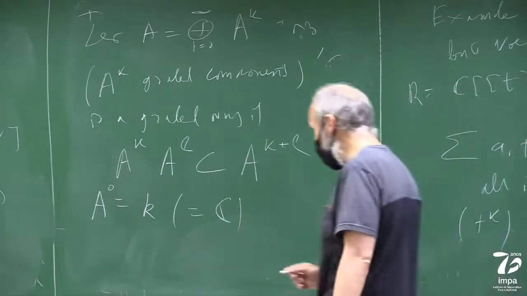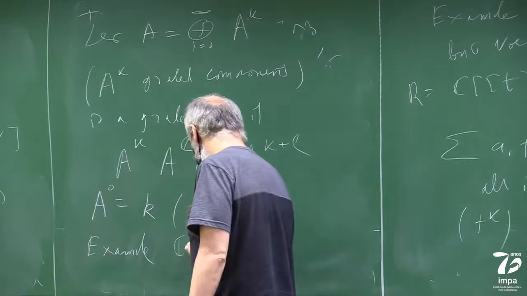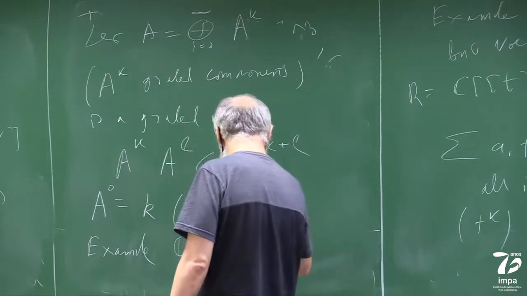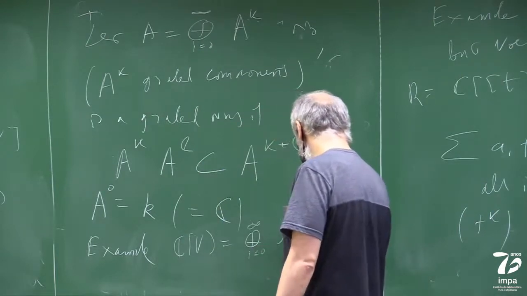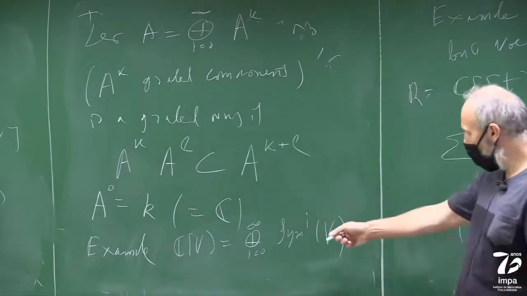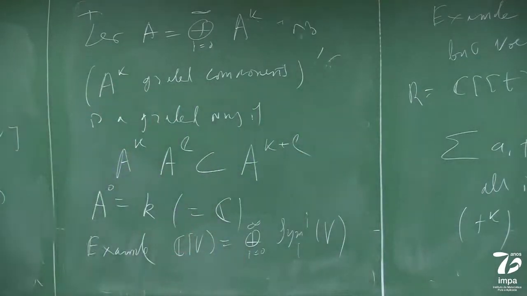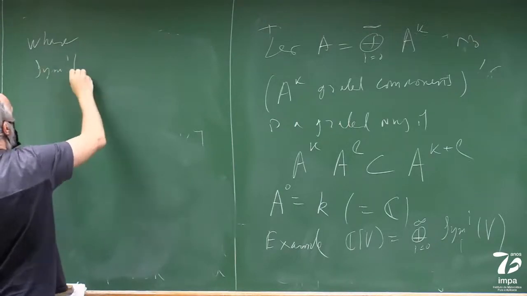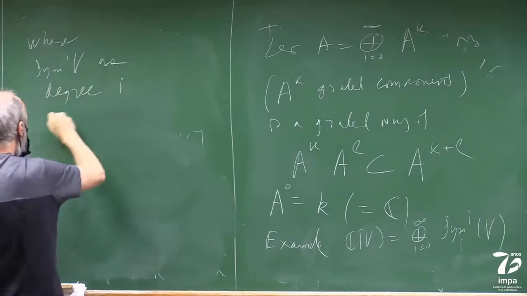So an example of a graded ring is polynomials. You have C of V, which is the direct sum, from i equals 0 to infinity, of the symmetric powers of V. Its graded components are like homogeneous parts, where Sym i of V are the degree i homogeneous polynomials.